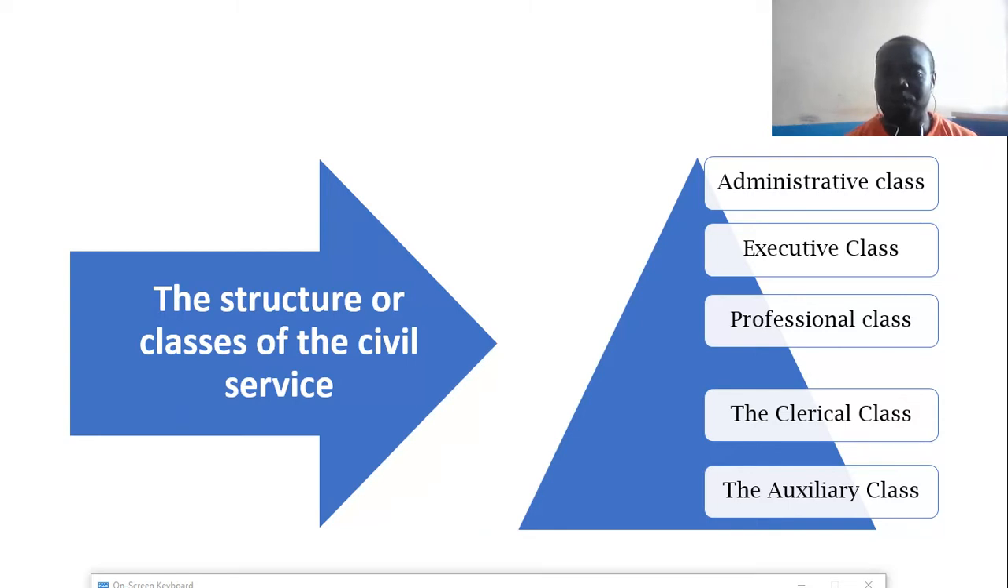Now, going below, we have the auxiliary class. Those in this class are the lowest cadre in the civil service structure. They include civil servants like the cleaners, the drivers, the messengers, and so on. That forms the category of people in the auxiliary class of the civil servants.